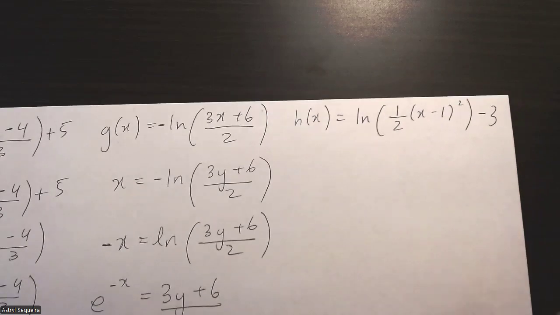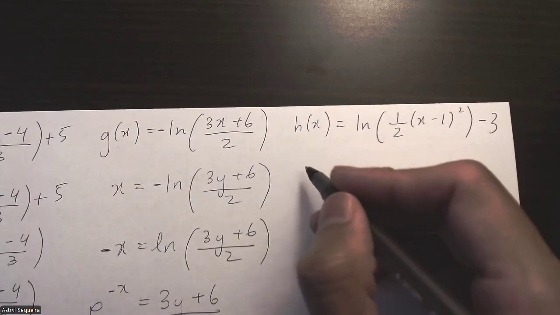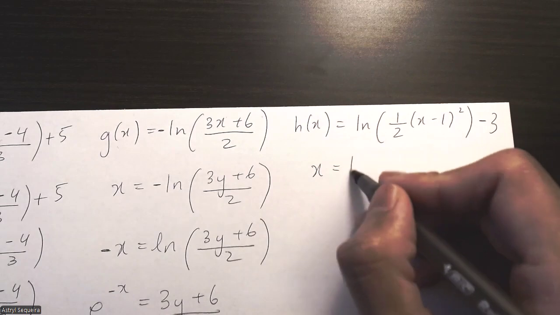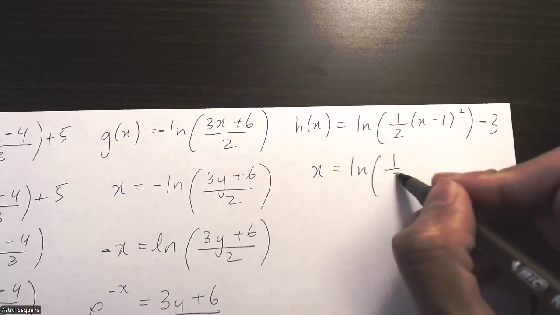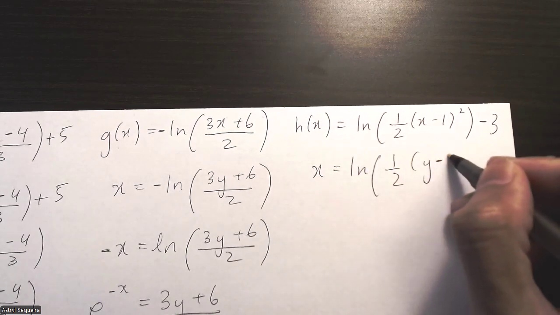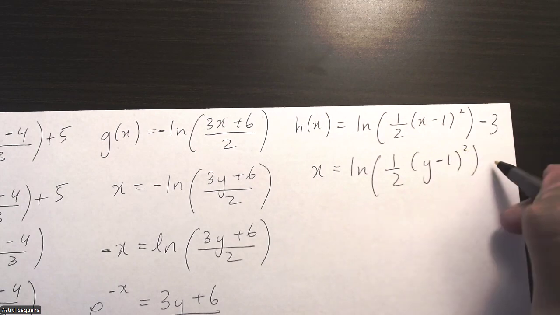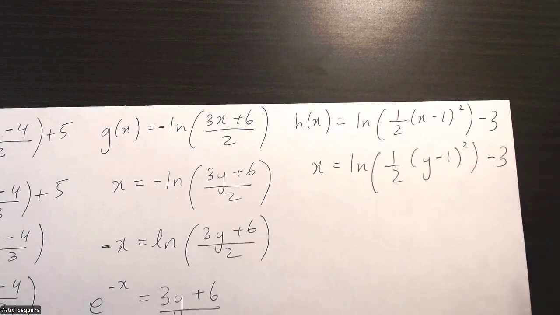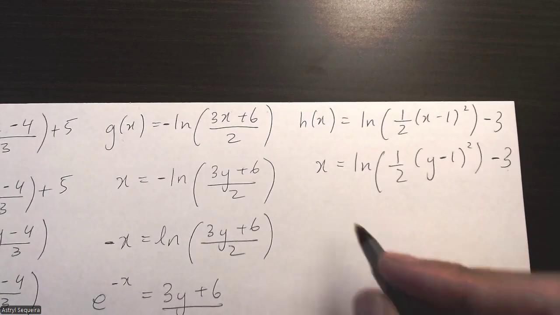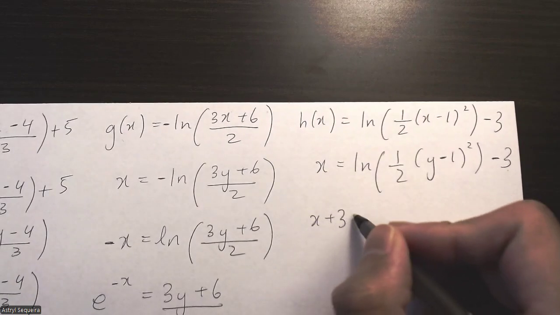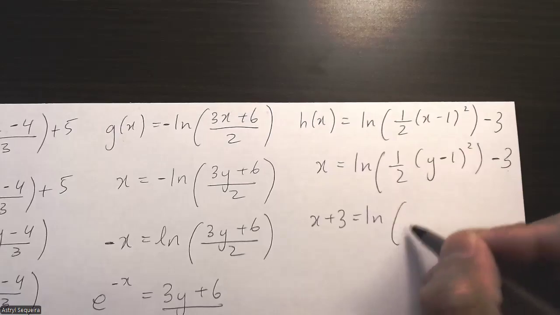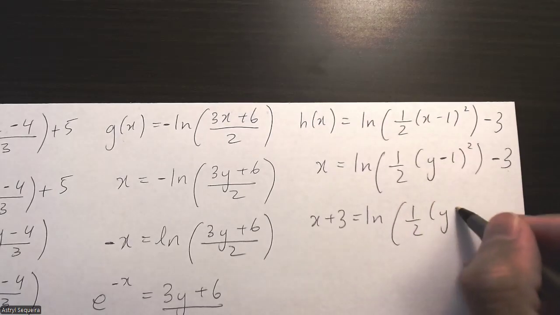Let's go to the third and final question in this video. Again, pretty similar idea here. Let's start by replacing the x and the y. First thing I'll move is the negative 3. It's the furthest away, so it becomes x plus 3 equals ln 1 over (2y minus 1) squared.